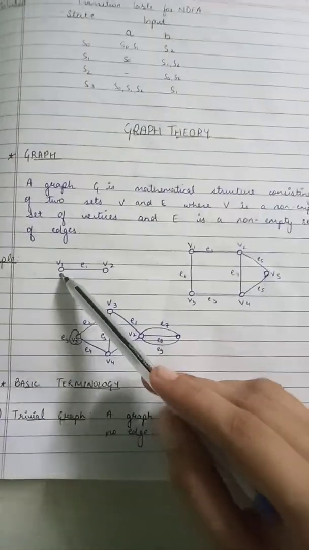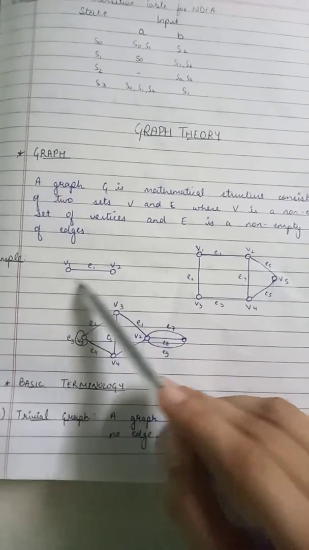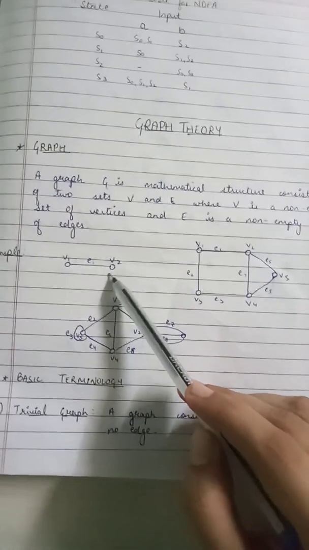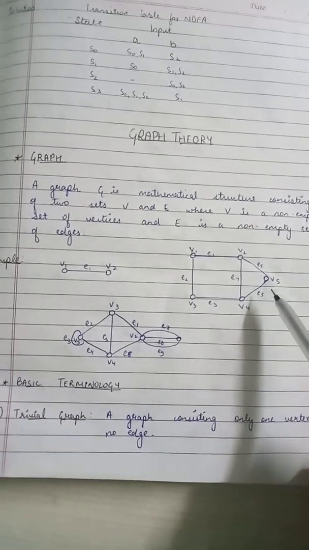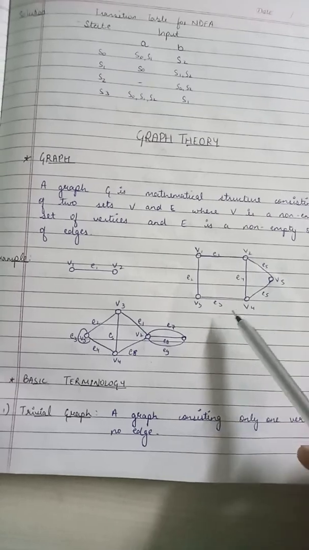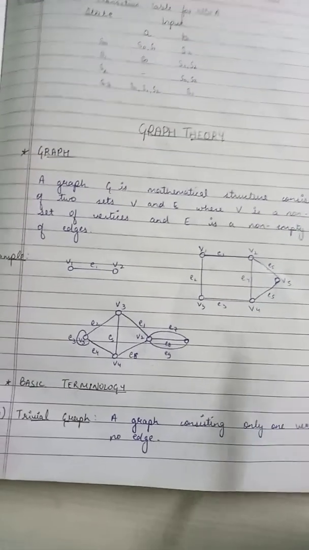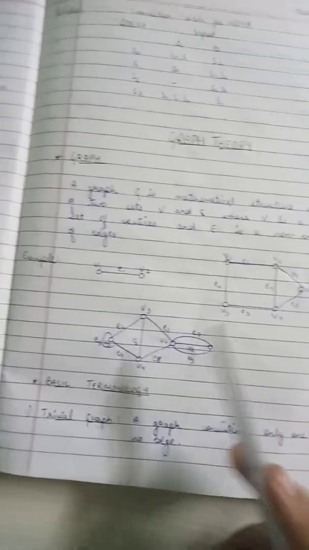So here you can see that V1 and V2 are the vertices and E1 is the edge of these. And here also E1, E2, E3, E4, E5 and E6 are the edges, and V1, V2, V3, V4 and V5 are the vertices. These are the given examples.